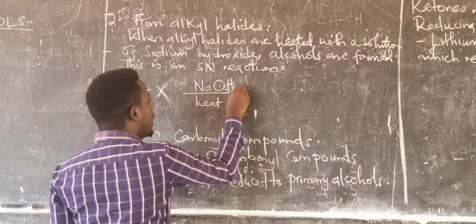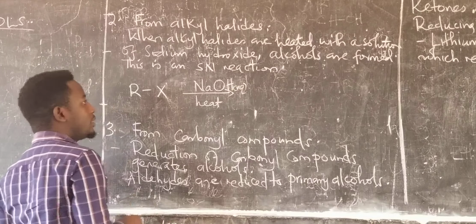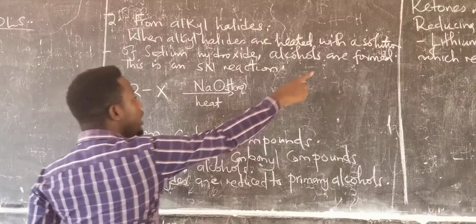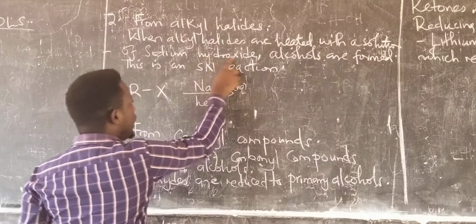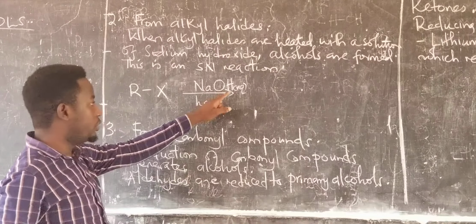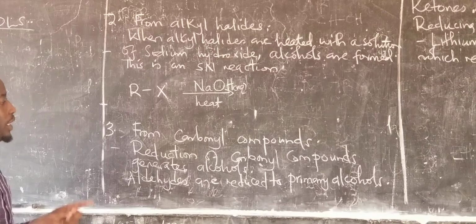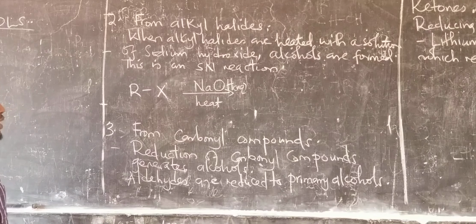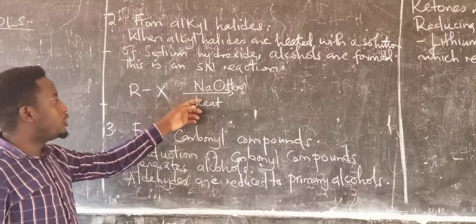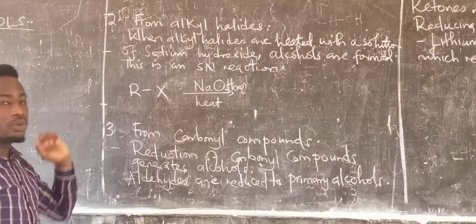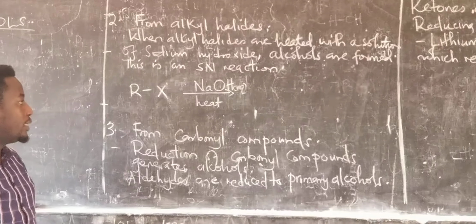and heat, this sodium hydroxide should be aqueous. That's what I'm saying, heated with a solution of sodium hydroxide. It should be a solution. If you do not show any state there, then it means you have insisted that it is a solid, and solid sodium hydroxide does not react with alkyl halides in that way.